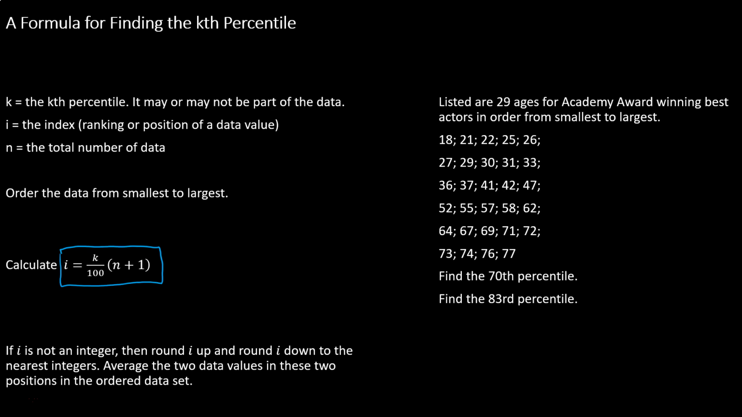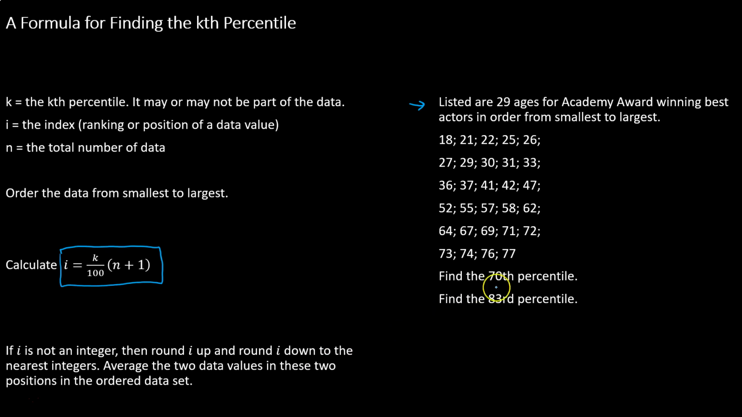To calculate i, we need to know two things: the percentile we're looking for and the number of data values in our data set. Let's give it a shot. We're looking at a list of 29 ages from Academy Award-winning Best Actors. They're already ordered for us, smallest to largest. That way we can find the position easily after we calculate i.